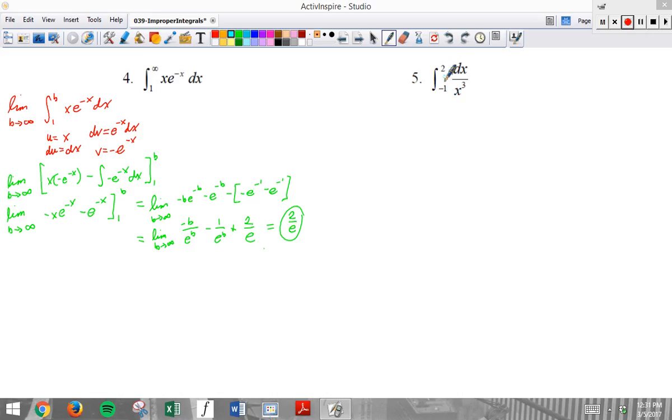But what you have to realize is this guy has a VA at x equals 0. So what do we do when there's a vertical asymptote at x equals 0? I'm going to rewrite this integral in this way.